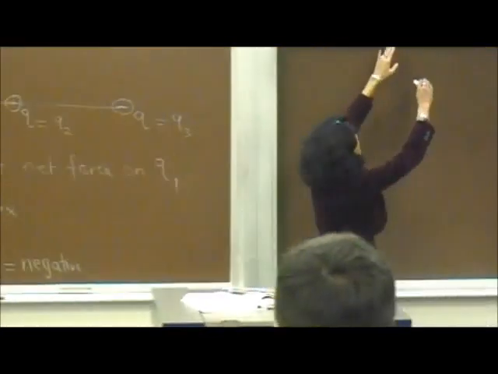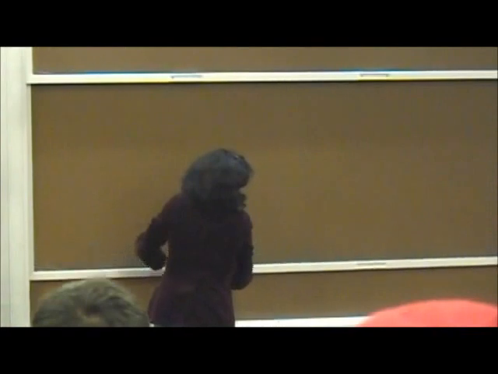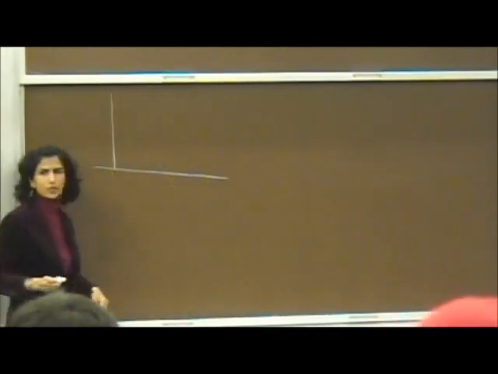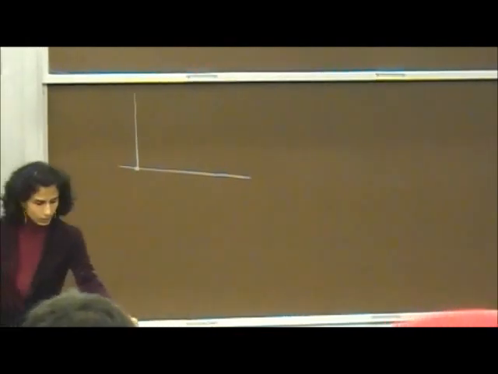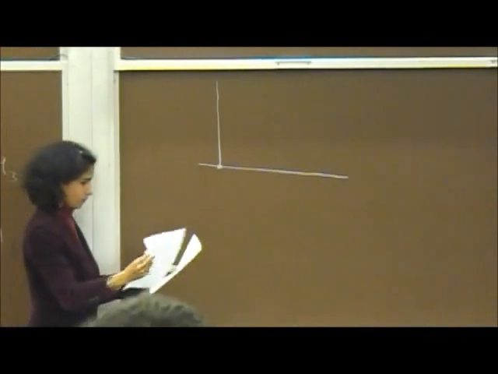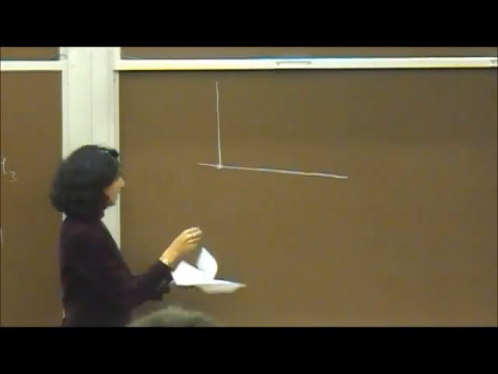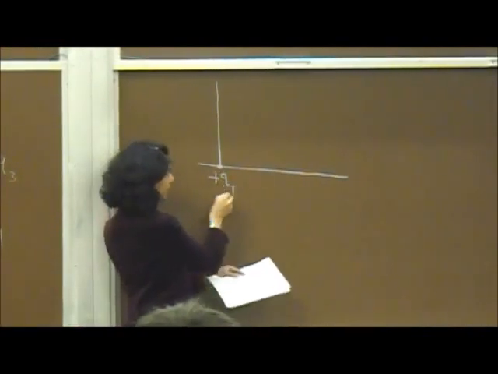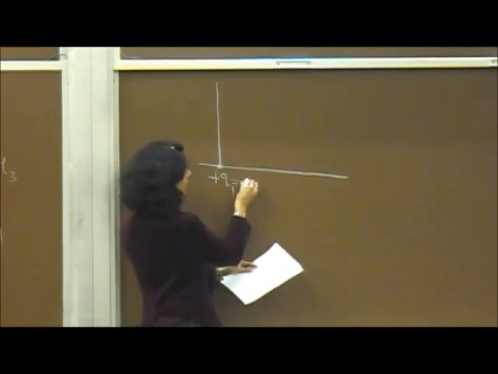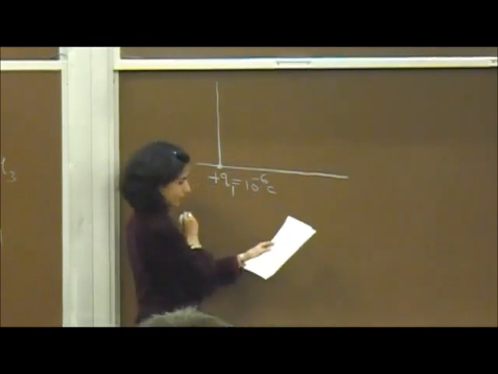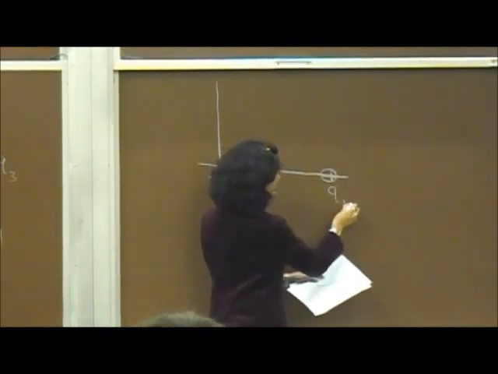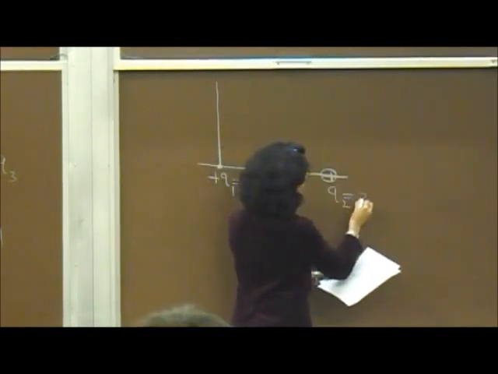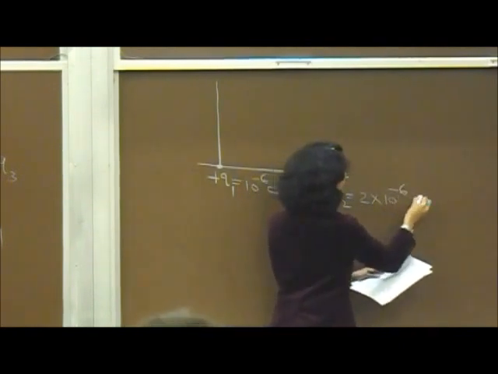So let me try to do one problem with you completely. Let's say that we have three charges. Let's say here is one charge. And let's say this charge is what we are calling Q1, and it's positive, and it is 10 to the power minus 6 coulombs. Here is another charge, which is a positive charge, and this is Q2, and this is 2 times 10 to the power minus 6 coulombs.